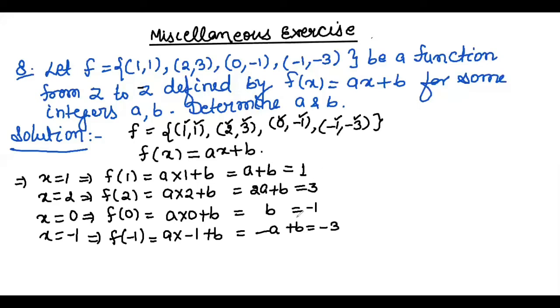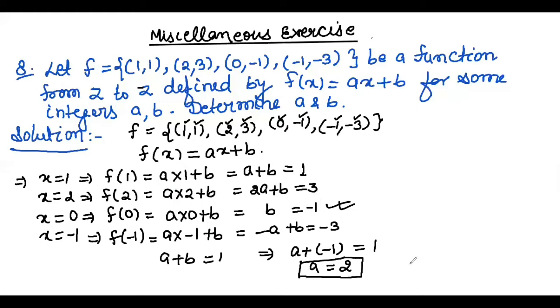Now we have to use these four equations to find the values of a and b. Here b = -1. We apply this value in the first equation, a + b = 1, with b = -1, so a - 1 = 1, so a = 2. So both values are a = 2 and b = -1. So this is our answer.